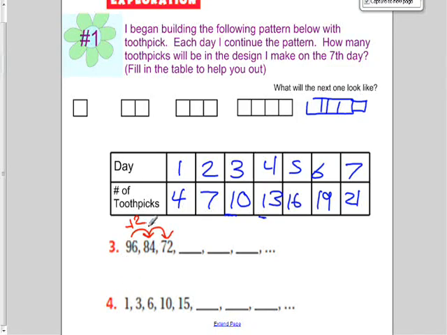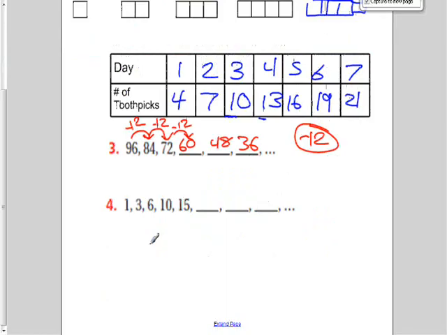Now, we can't just stop there. We have to make sure that subtracting 12 continues to be what is happening. And sure enough, 84 minus 12 is 72. So I'm pretty confident that that's my pattern. So I'm going to continue to subtract 12 and get 60, 48, and 36. So if I was asked what my rule is, minus 12. My next term is 60.